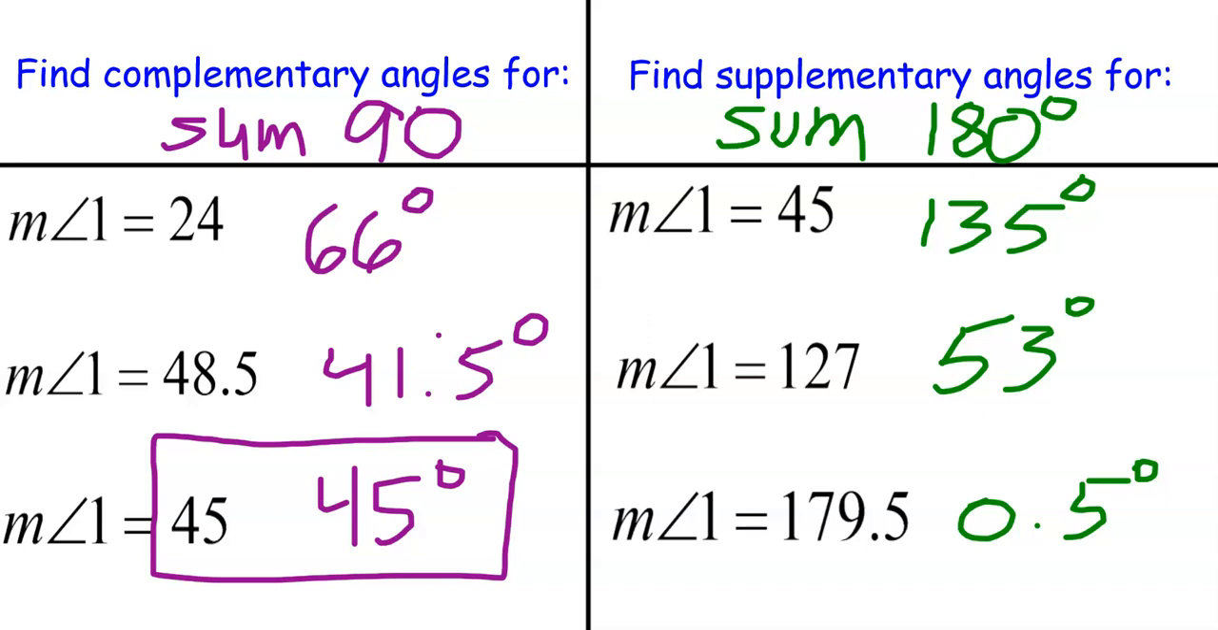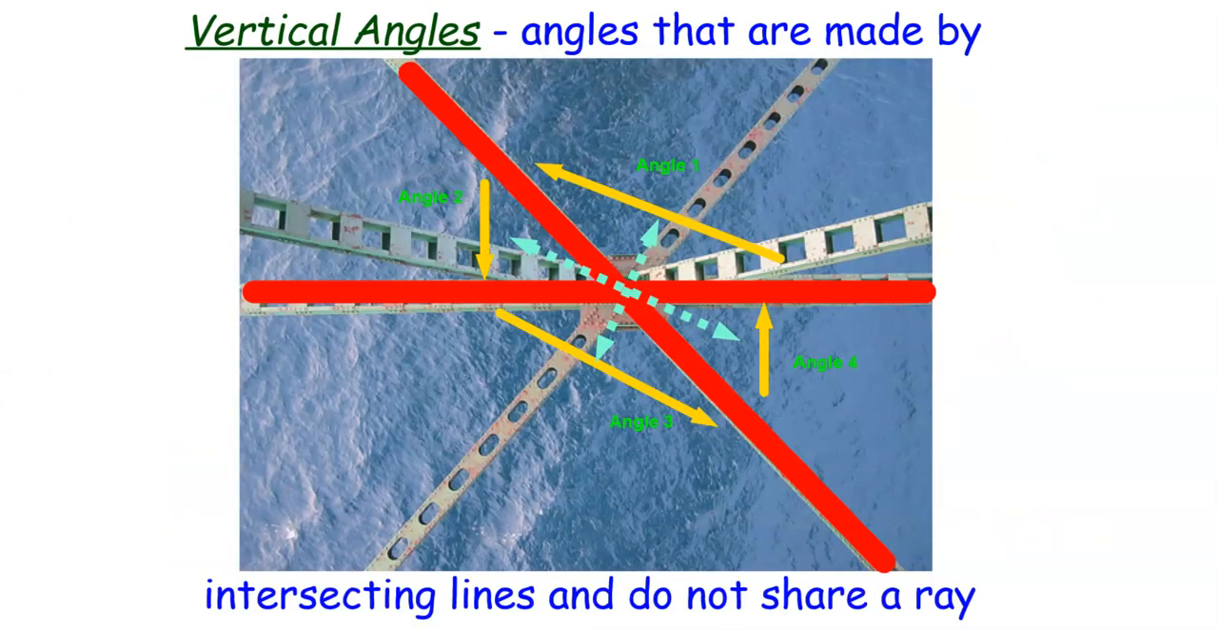The last type of angle relationship we're going to talk about in this video is what happens when two lines intersect. In that case, we create things that are known as vertical angles. Those are angles that are made by intersecting lines and do not share a ray. Go ahead, pause the video, copy this down as well as the highlighted parts of the diagram. Come back when you're ready to move on.